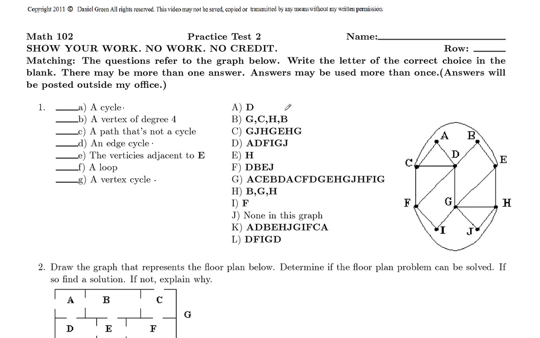Sometimes you can work backwards, sometimes you can work forwards, kind of process of elimination. So I'm actually going to start with the second one here, a vertex of degree 4. A vertex is going to be a single letter over here. If I look at D here, D is degree 1, 2, 3, 4, 5, so that one's out. H, so let's see, H is degree 1, 2, 3, 4. Okay, so H is a vertex of degree 4, and that is choice E. So vertex of degree 4 right here, E.